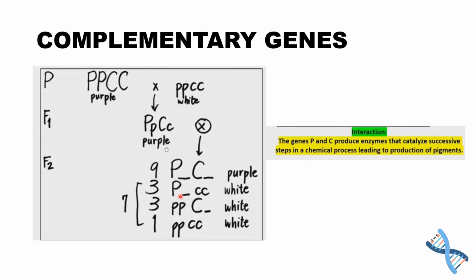So even if you have a dominant P, which pertains to purple, if the dominant C is absent, it will still be white. And the same here: even if you have a dominant C present, if the dominant P is absent, it will still be white. So that is the complementary gene. The dominant P and dominant C complement each other to express the color purple.